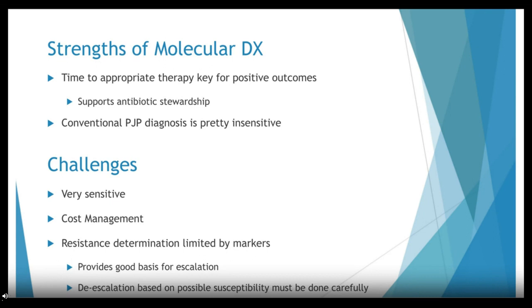And then we also want to keep in mind that although it gives a preview of resistance, looking for the presence of markers or not, we only have a good basis for escalation. If we see a resistant marker, we can have a good idea that it's resistant. But if we don't see the resistance marker, we have to be cautious about how we de-escalate, because susceptibility can still go away with the phenotypic testing.